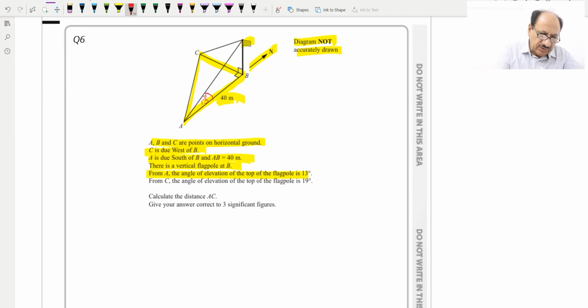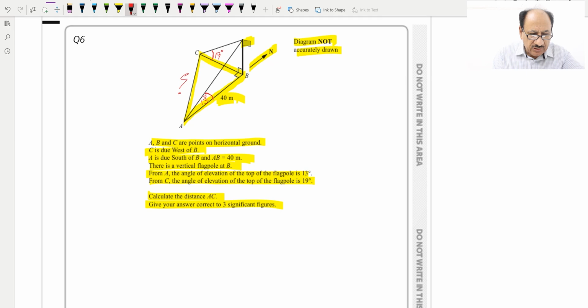Hopefully you are understanding. Then they are saying from C the angle of elevation of the top of the flagpole is 19. So which angle is 19? Basically this angle. This angle is 19 degrees. This is also given. Calculate the distance AC. Give your answer to 3 significant figures. So AC is required. Which side is required? This side is required.